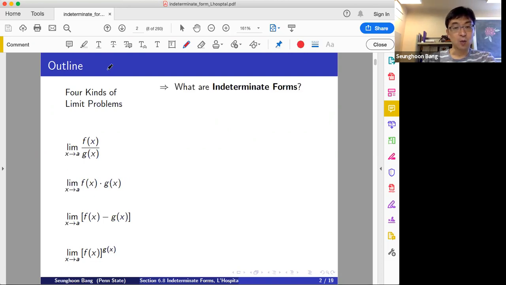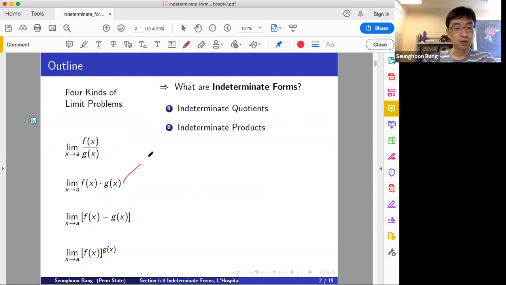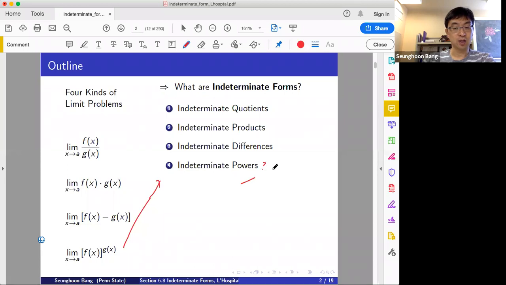So I'm going to talk about what indeterminate forms are. Case 1, indeterminate quotient. I will explain later. Second one, indeterminate product. What is an indeterminate product from the second problem? The third one, what is the indeterminate difference? The last one, what is the indeterminate power? So I can talk about these kinds of things.